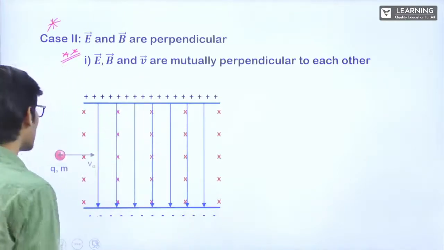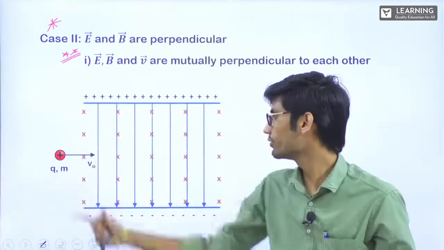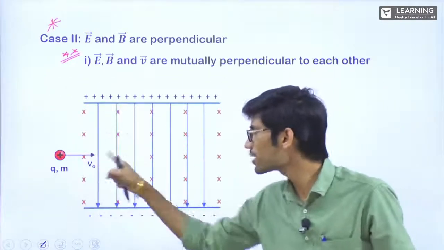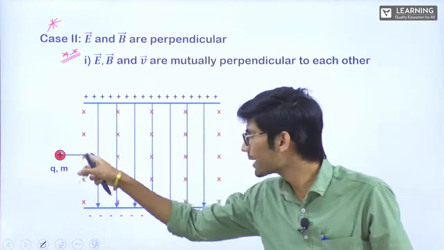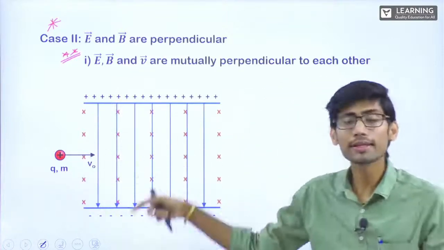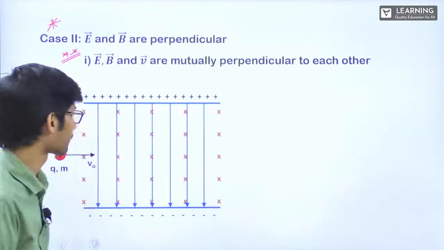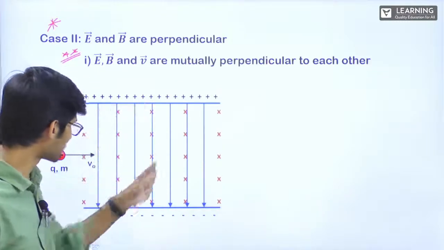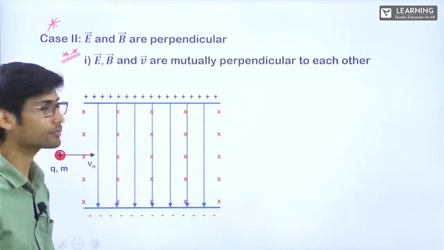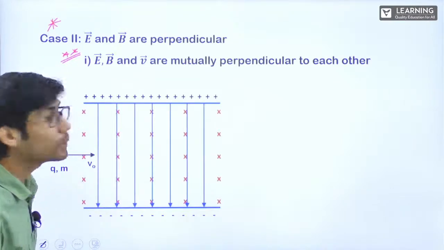Now if I throw a particle perpendicular like this with V naught, see this and this are perpendicular, and this inside magnetic field and this are also perpendicular. All three are mutually perpendicular to each other. One is in X, one is in Y, one is in Z. Basically this is minus Y, this is minus Z, this is X. Now what will happen?